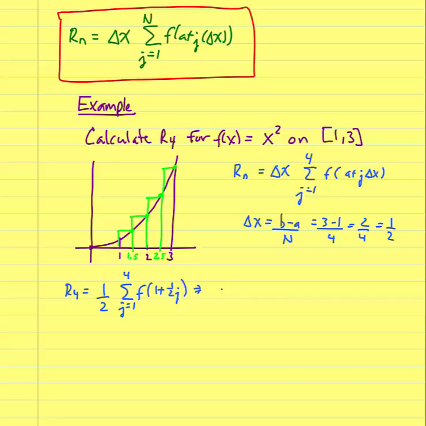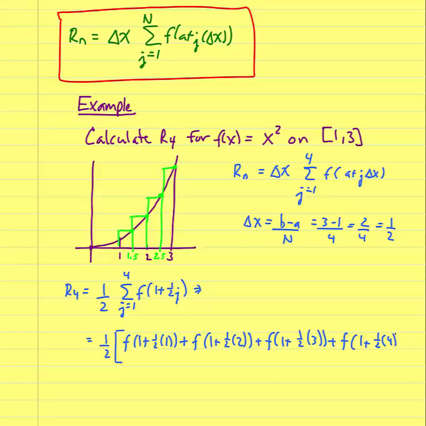Now for this case it'd probably be easier just to brute force find the area of each rectangle and add them up, but I want you to make sure you know how to use the formula. So using the formula, I would have 1/2, and then I'd plug in j equal 1. So if I plug in j equal 1, that would be f of 1 plus 1/2 times 1, plus f of 1 plus 1/2 times 2, plus f of 1 plus 1/2 times 3, plus f of 1 plus 1/2 times 4.